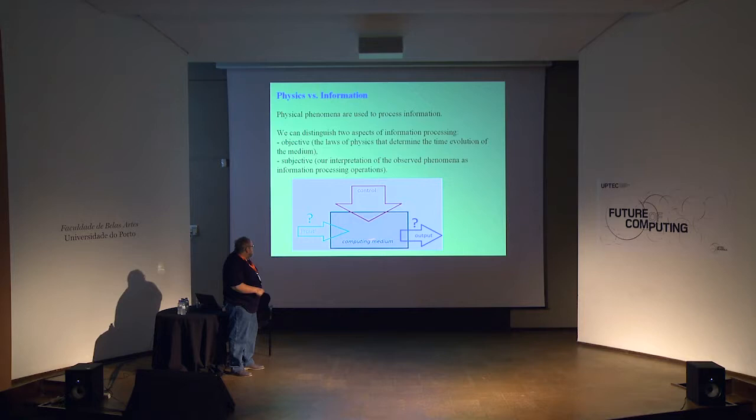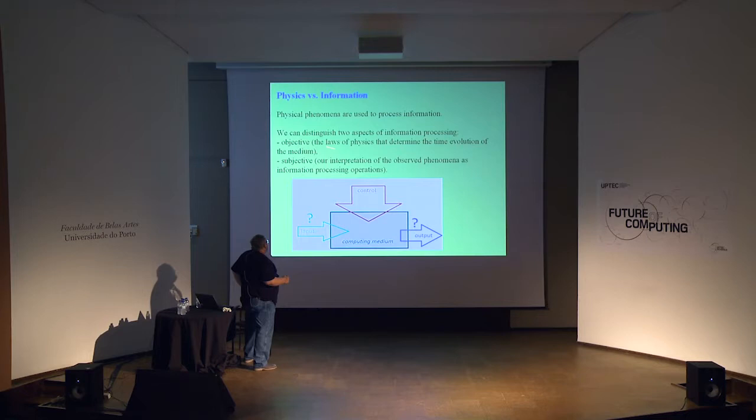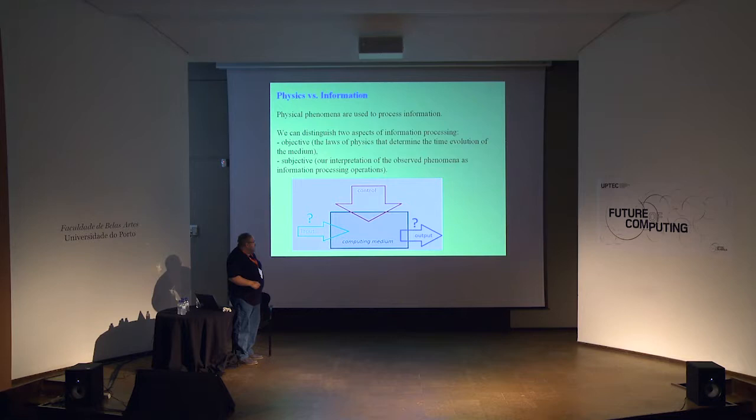And this medium evolves, its time evolution is determined by physics. We can do nothing about how the medium behaves. There are laws of physics and they determine its evolution. Well, we should have control over this medium to introduce information to it. But there are two human aspects. One is input, another is output. We should be able to interpret the input information, and we should interpret what the output is. What is the output coming?